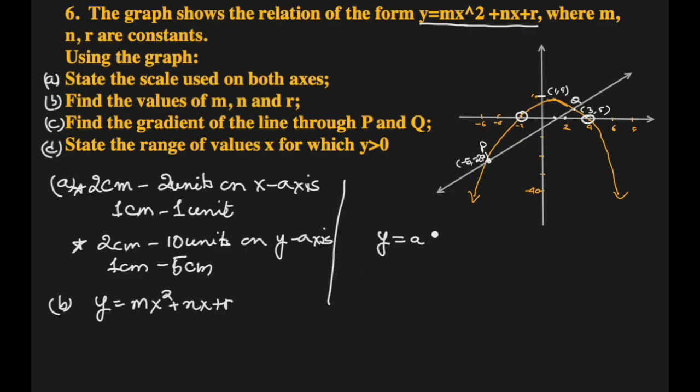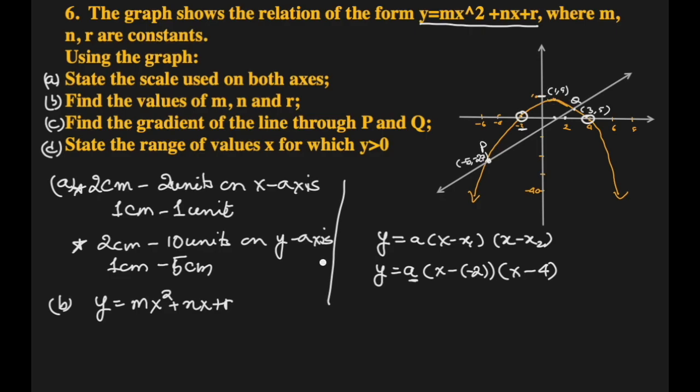y equals a times (x minus x1), the first intercept, times (x minus x2), the second intercept. This is the general equation of a quadratic parabola which is visible to us. So here we can write y equals a times (x minus, what is the first 0? It is minus 2. So minus 2 is the first x-intercept and the second one is positive 4. So x minus 4. Now we have to find a to complete this equation, and we can use this vertex which was visible in the graph.